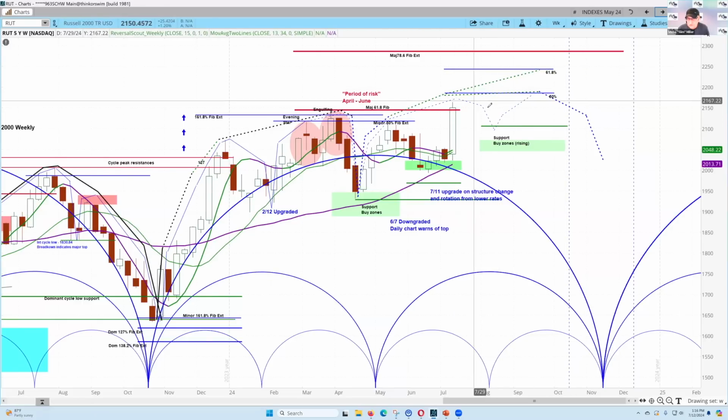Now you see, this is the corrective period that we're looking at in the other indexes. We expect this to be also very shallow. So this right now is 2106. That would be only a 2% pullback in here in the Russell, while we're looking for 3 to 5% in the other indexes. This is really 2 to 3% probably right here in the Russell.